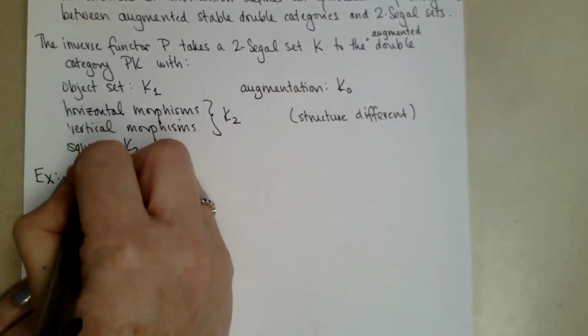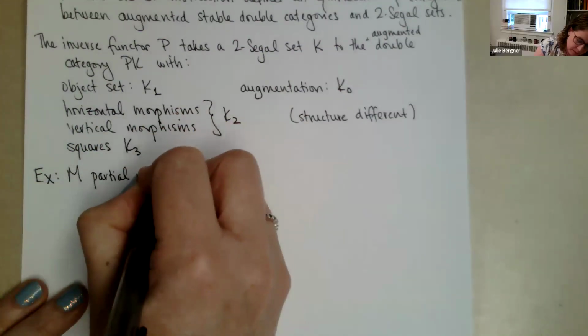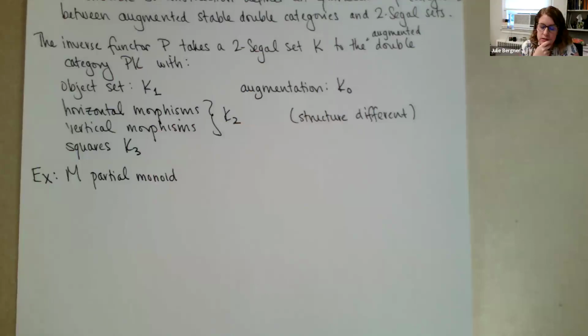I'm sorry. When you say that the horizontal and verticals are both K2, do you mean that each of them is a copy of K2 or they split? So this is going to be a small double category, so it has a set of horizontal morphisms and a set of vertical morphisms.